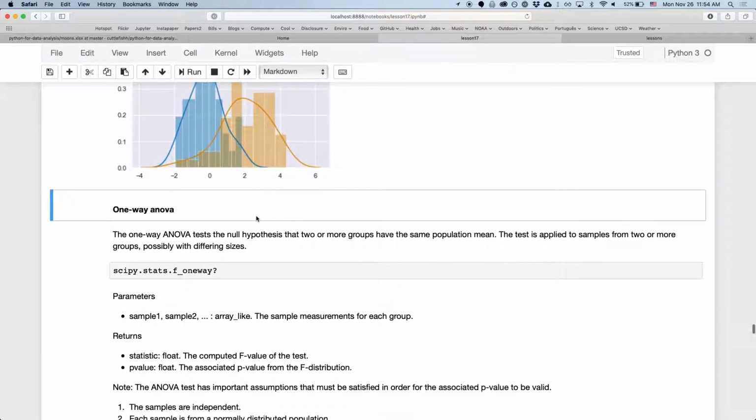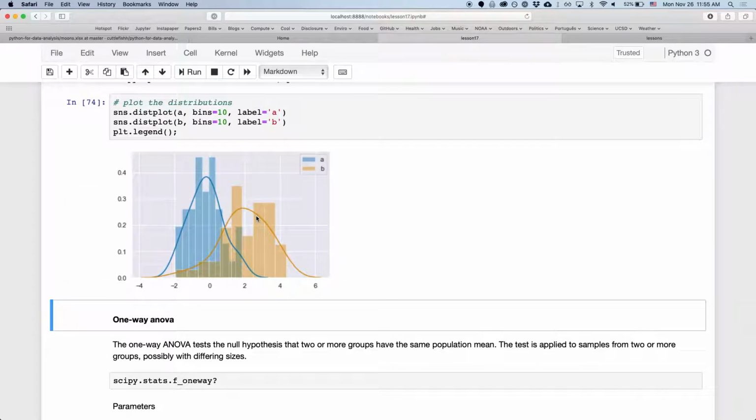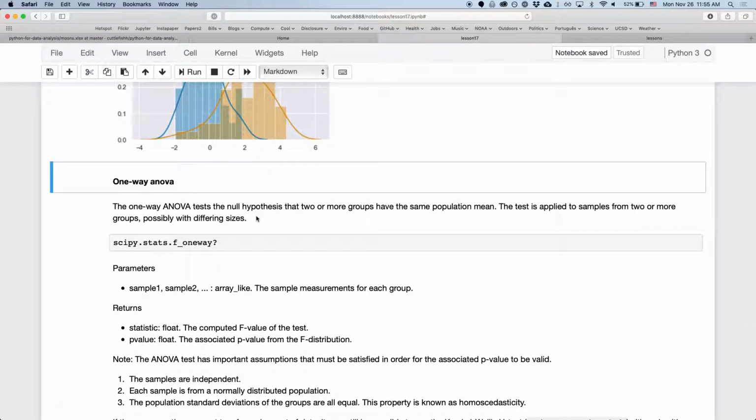So if we have more than two groups, we can do an ANOVA. The two-sample t-test is a special case of an ANOVA where you only have two groups. But if you have more groups, you can run an ANOVA, again using SciPy.